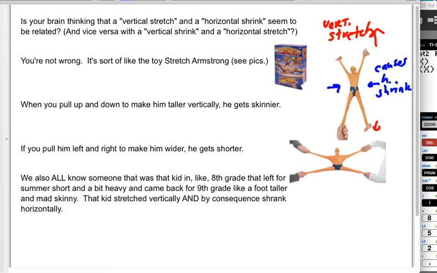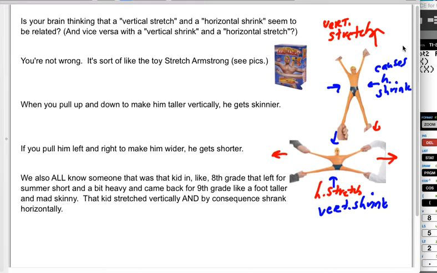If you do the opposite thing, if instead you pull him horizontally, so these kids are pulling this way, that's a horizontal stretch. But as he gets wider, what you'll notice is he's definitely physically shorter. If you count from the bottom of his feet to the top of his head or his arms, which is the highest, that's definitely shorter. So that horizontal stretch caused a vertical shrink. And that's not an accident. So if you're thinking, oh, these are kind of related, that's weird, they are related, and it actually ends up making a lot of sense when we look at a graph.